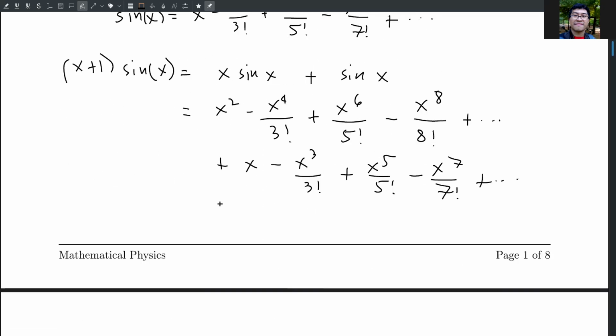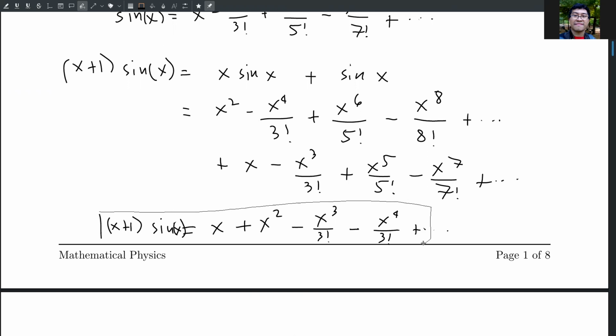Which means that we can write this simply as we start with x, the term with the lowest power, plus x squared minus x^3 over 3 factorial minus x^4 over 3 factorial, and so on. So that's our x plus 1 times sine of x. Very easy as long as we know what sine of x is.